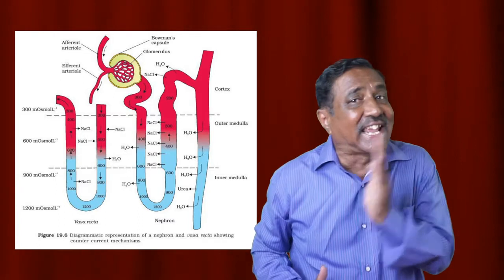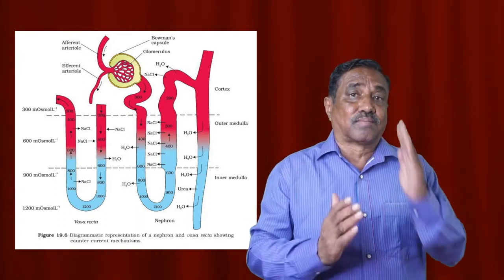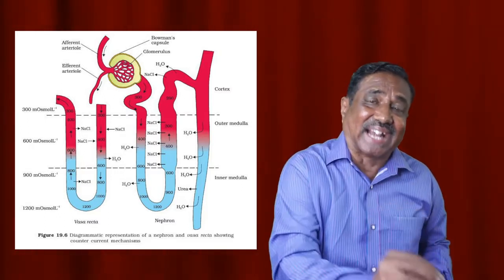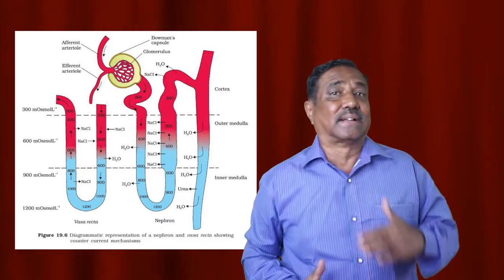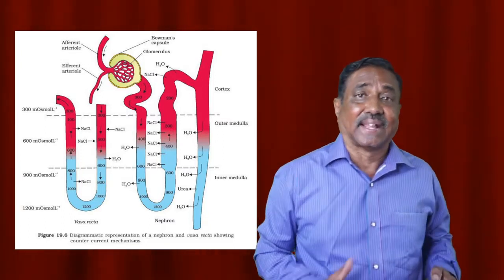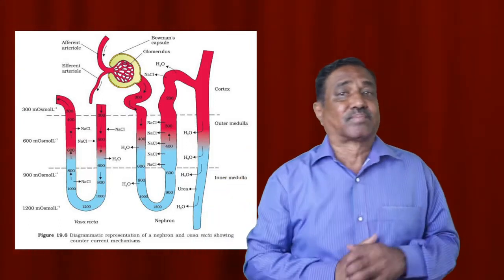In both these cases, hydrogen, ammonia, and potassium are added, both in the PCT and DCT, and this also maintains pH. That is also very important.